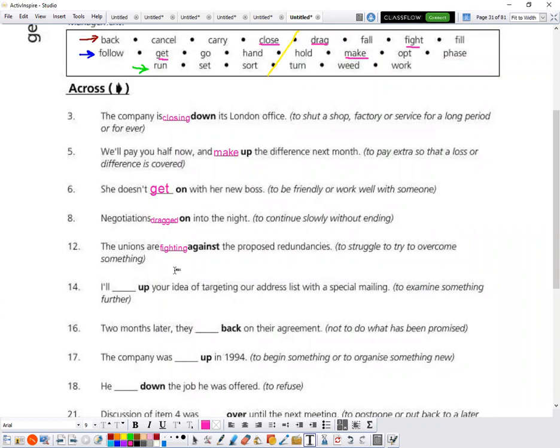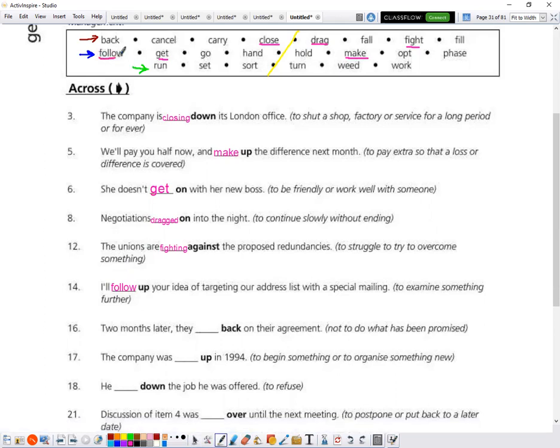Hand up. No. I will follow. Yes, that's right. Follow. Follow up your idea means to examine it further. Let's check the word follow. So we have 1, 2, 3, 4, 5, 6. It's okay. Now keep going.